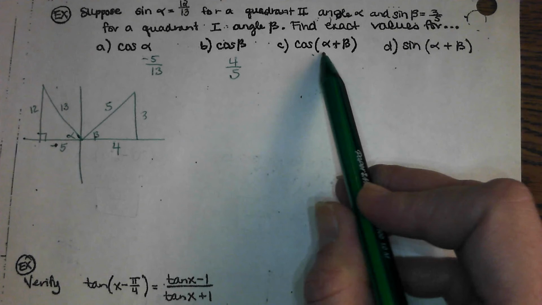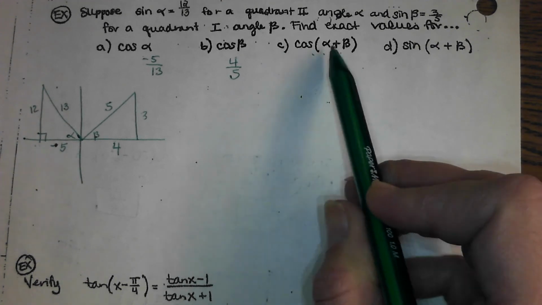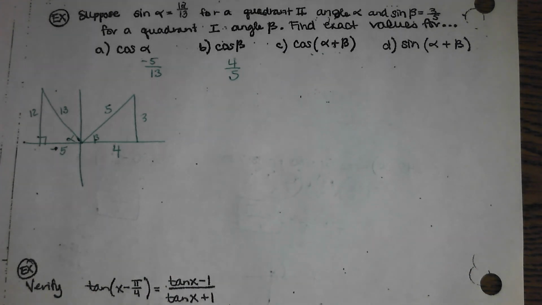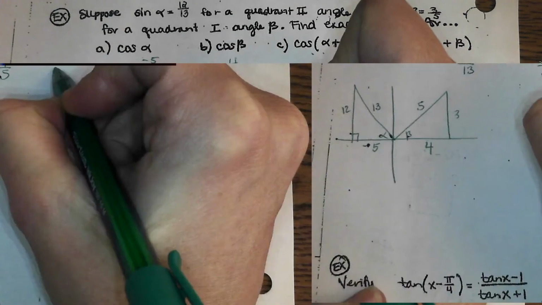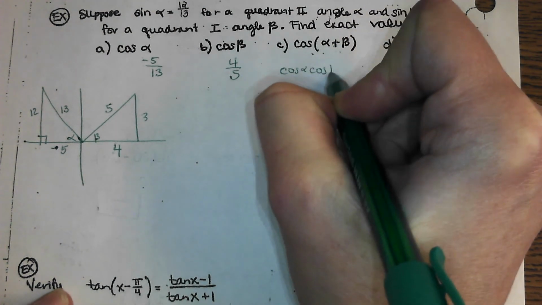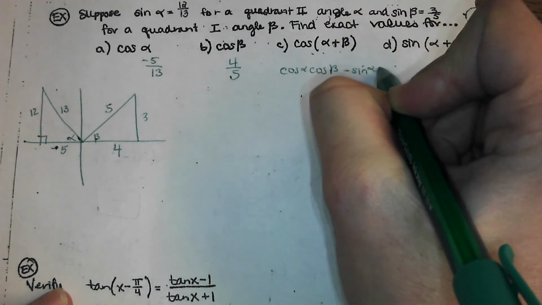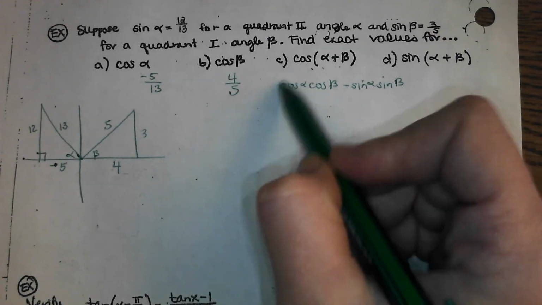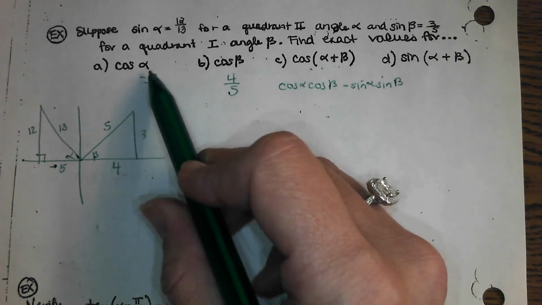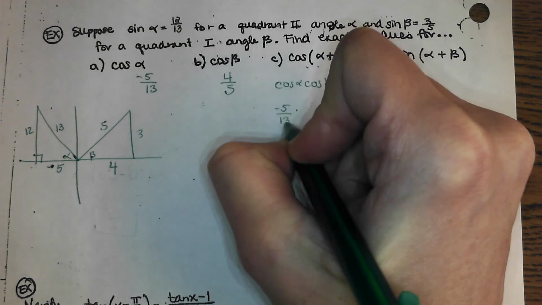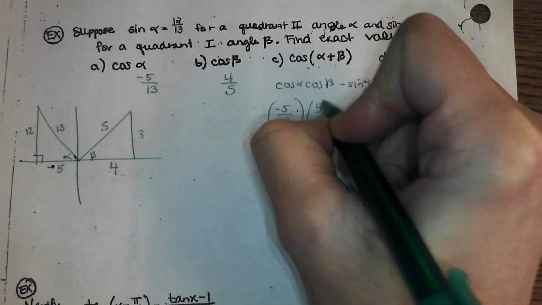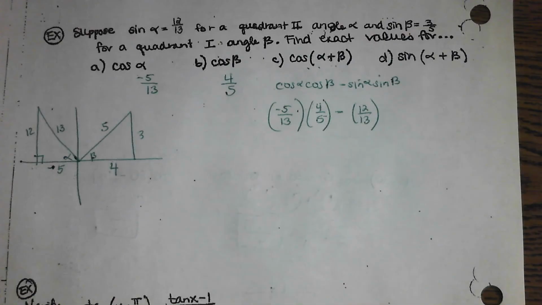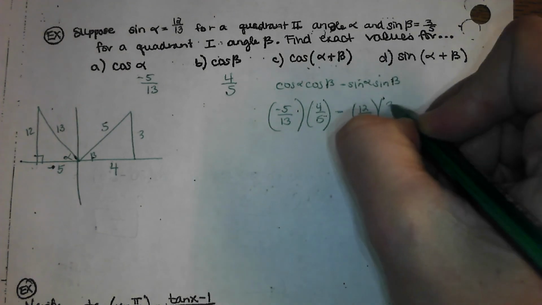Alright, so cosine alpha plus beta. So the cosine of alpha plus beta, you're just going to grab your formula. I don't want to keep flipping over, so I'm just going to write it down. Cosine alpha, cosine beta, minus sine alpha, sine beta. And then just start plugging in. From your triangle, or some of these we already did. Cosine alpha we already did, negative 5/13. Cosine beta we already did, 4/5. Minus sine alpha was given to us, 12/13. Sine beta was already given to us, 3/5.